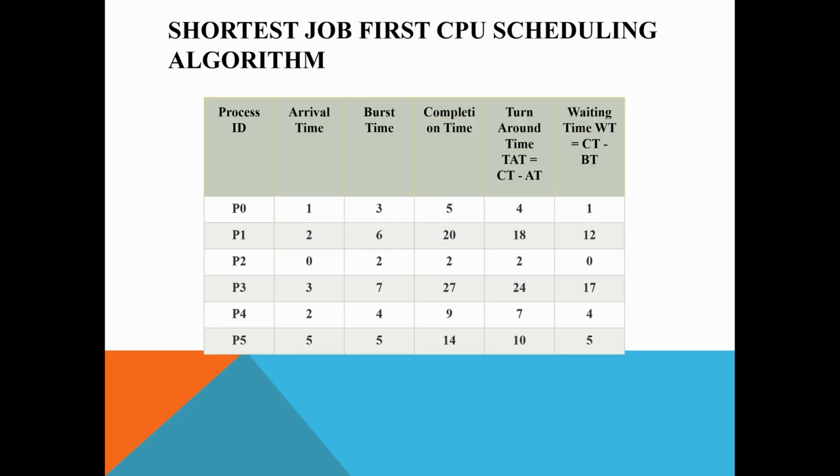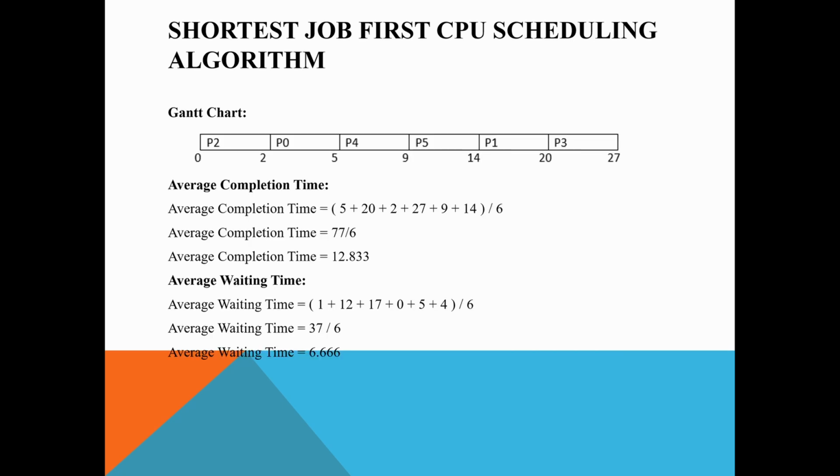Then let's see how we calculate the completion time, turnaround time, and waiting time using the Gantt chart. As I said before, process P2 has the least burst time, 2 milliseconds. So process P2 is executed first. It starts its execution at 0 milliseconds and completes at 2 milliseconds. Next, process P0 has the next least burst time, 3 milliseconds. So it starts its execution at 2 milliseconds and completes at 5 milliseconds. Likewise, every process is executed according to its burst time. That is why it is called the shortest job first CPU scheduling algorithm.